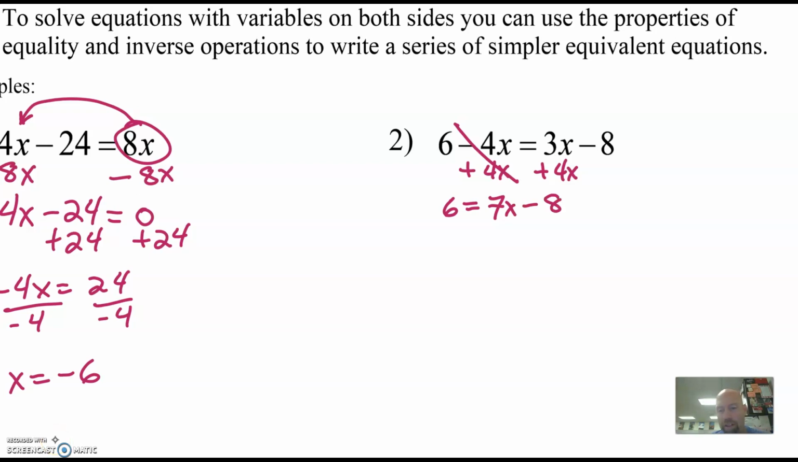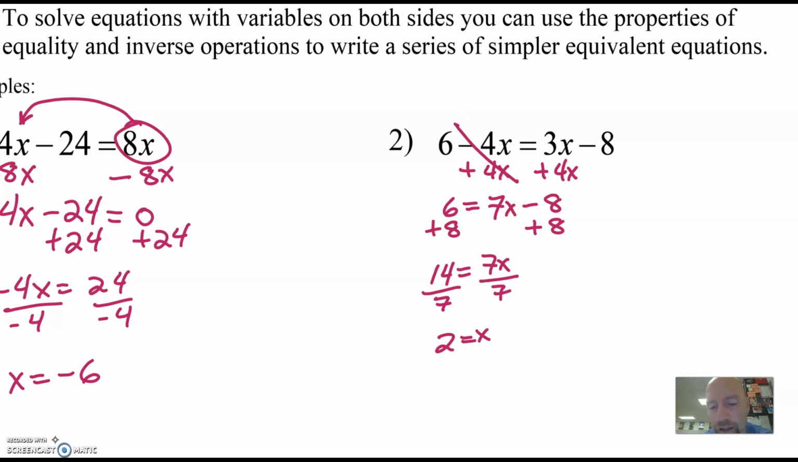I'm going to take this negative 8 and move it over to the right-hand side by using the addition property of equality. I'm just doing whatever the opposite of that action is. So 6 plus 8 is 14. My 7x is still sitting there. Now I've got 7 multiplied with x, and the opposite of multiplication is division, so I'm going to use the division property of equality to divide both sides by 7, and I end up with 2 is equal to x.